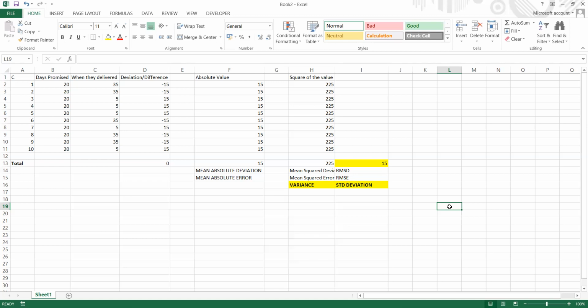So along with mean, median, mode, we also need to know variance and standard deviation. So range and standard deviation are two important aspects. Okay, now going back to our discussion.